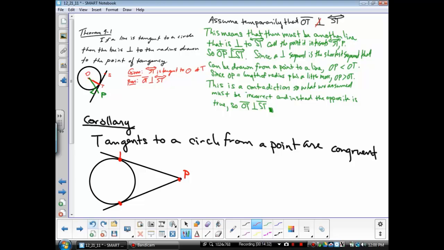So we have a point of tangency T and a point of tangency S. Our given information is that line TP and line SP are tangent to the circle, and we need to find a center here. We'll call it circle O.